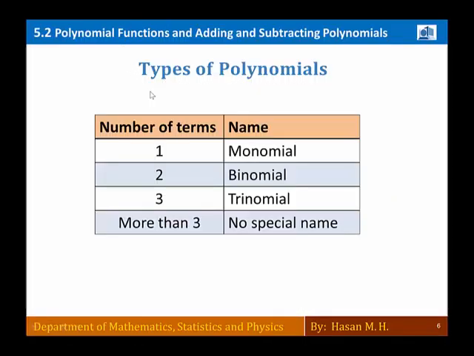Types of polynomials. Number of terms. 1 term, monomial. 2 terms, binomial. 3 terms, trinomial. More than 3 terms, no special name.